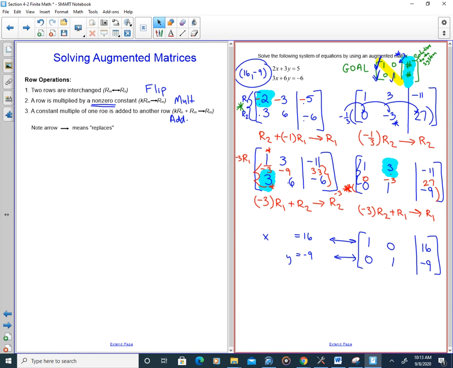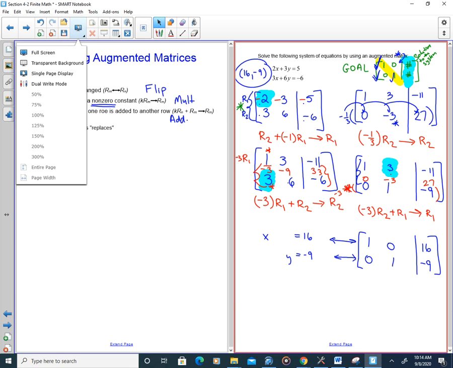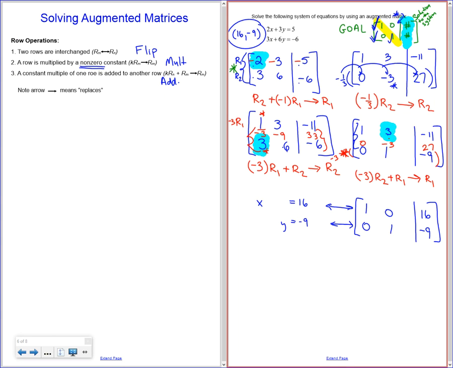So again, here are all the steps. Here are the row operations that we're allowed to do. I'll leave this on here for a little bit.